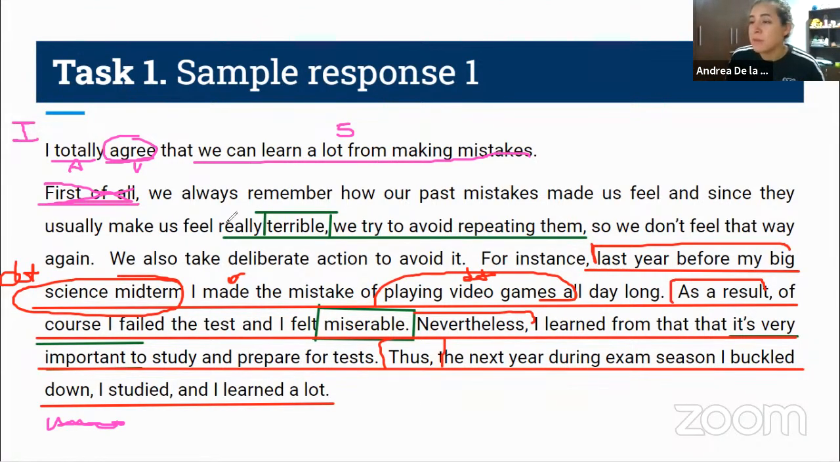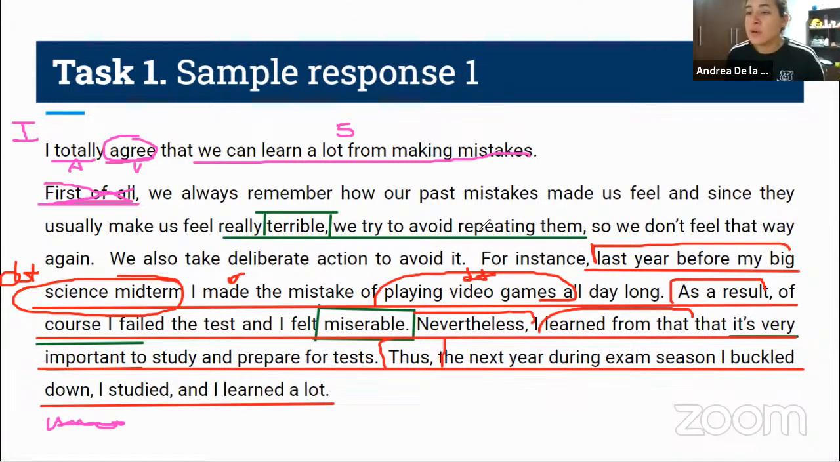the opinion, right? Because he says that mistakes make us feel bad. So he made this mistake of playing video games instead of studying. He failed the test, he felt miserable, and that's how he learned, right? Not to repeat it, not to feel that way again. So he learned from that experience and he didn't repeat it, right? Next year he did something different. So those are maybe some comments we can make.